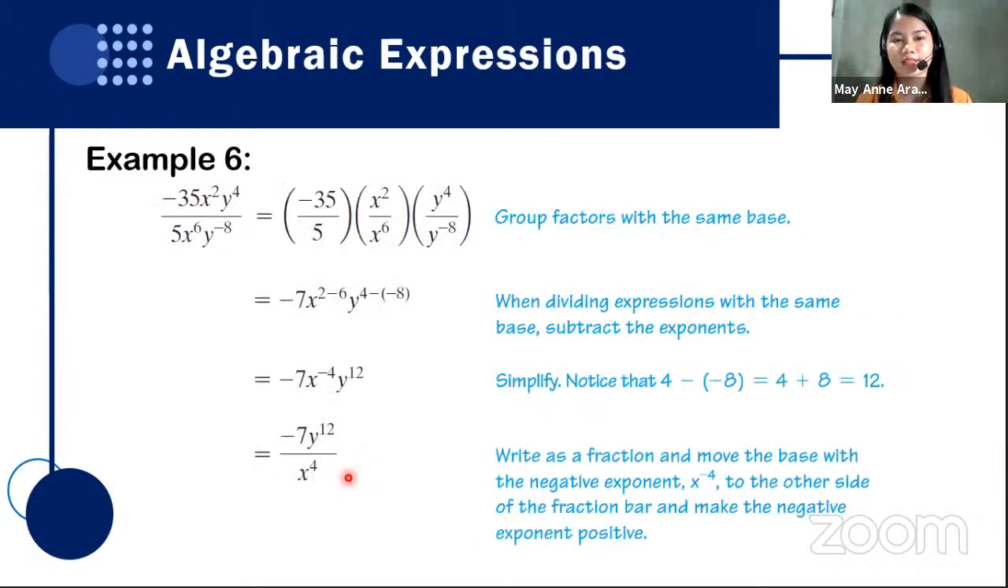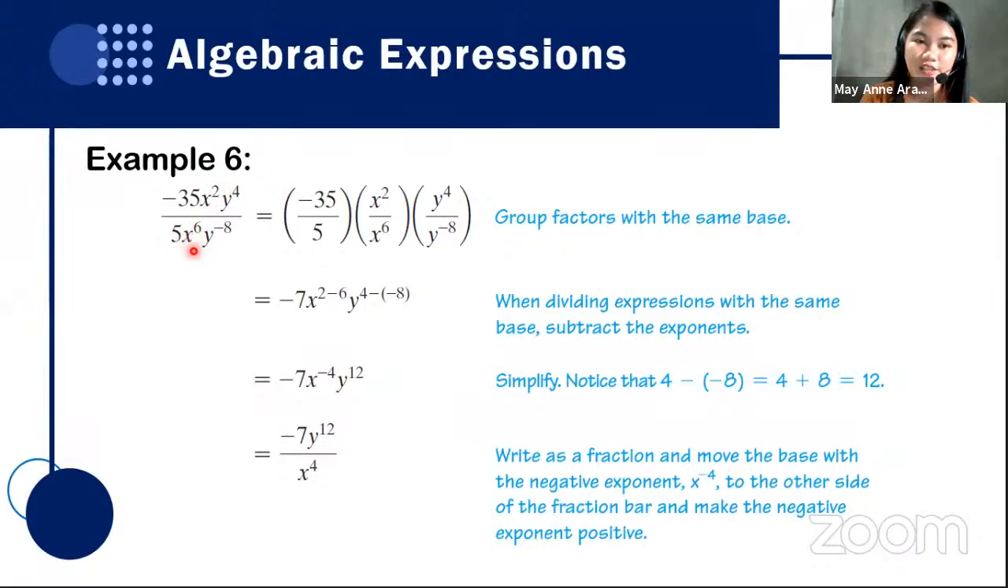Okay, next, what if the given is like this, nakalagay naman siya sa fractions naman. So, divide nyo lang din yung factors with the same base. So, negative 35 divided by 5 is negative 7. Now, tingnan natin yung exponent. In the fraction, x squared and x raised to 6 have the same base. So we just subtract their exponent. So that is 2 minus 6.